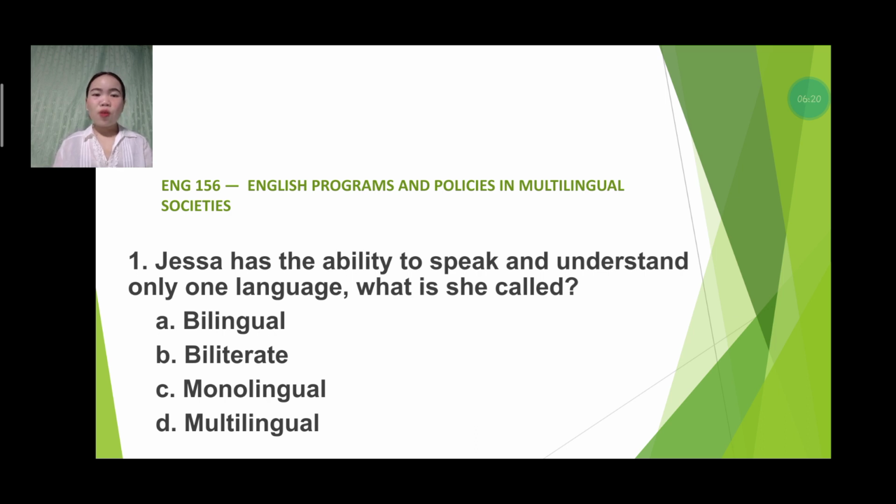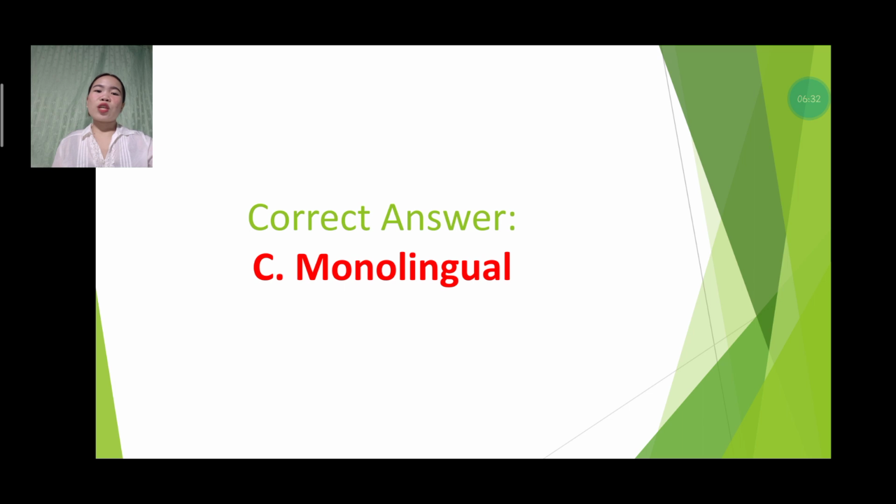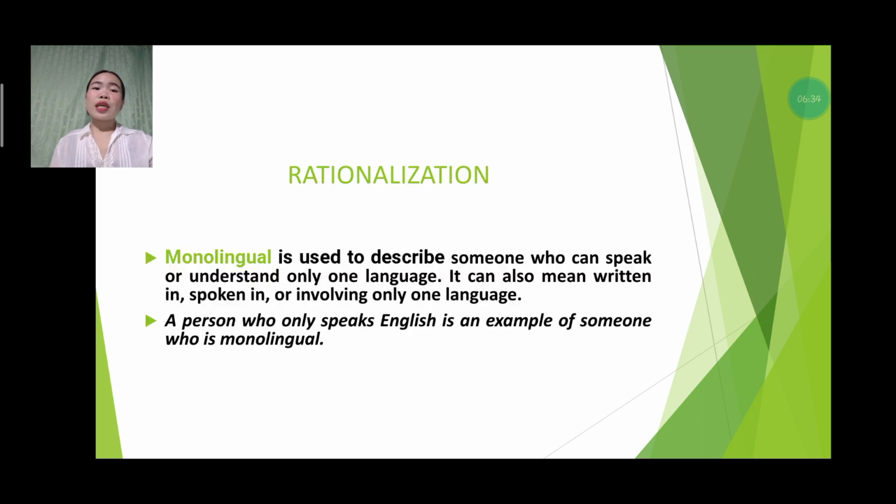What is she called? So the options are letter A, bilingual, letter B, biliterate, letter C, monolingual, and letter D, multilingual. So the answer for this question is letter C, monolingual. So monolingual is used to describe someone who can speak or understand only one language.